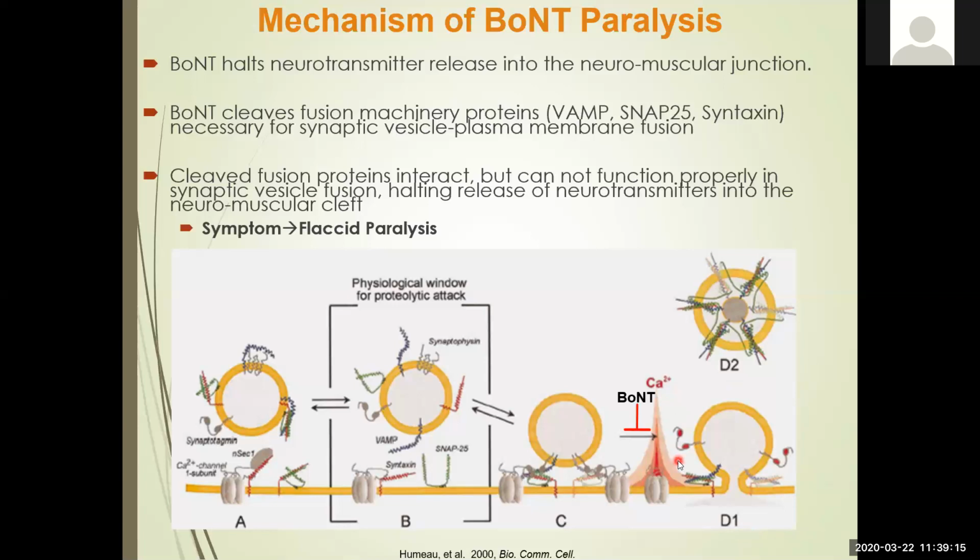It's a very fascinating toxin, and I talk about it in a lot of detail in my pathogenesis class. The other thing I should point out is once those proteins are cleaved, they can still interact and they just sit here. So even if another vesicle wanted to come in and interact, they can't. So there's this huge gridlock.